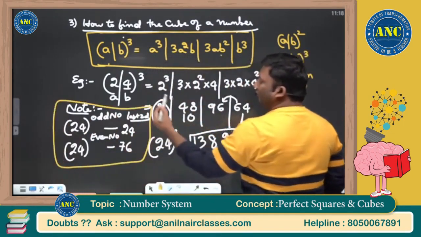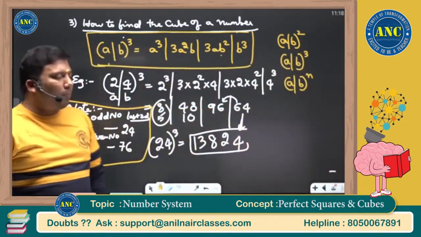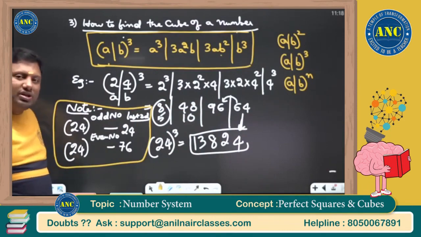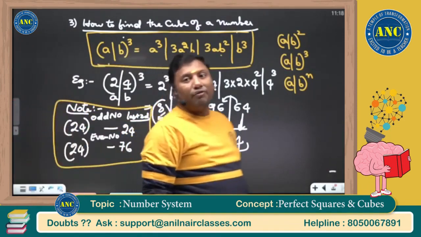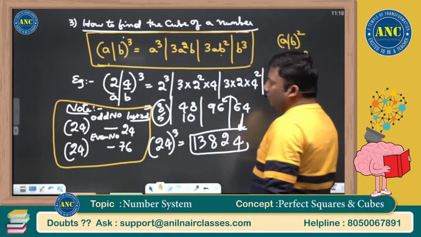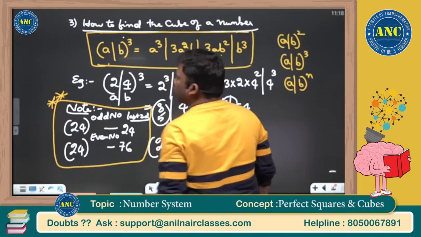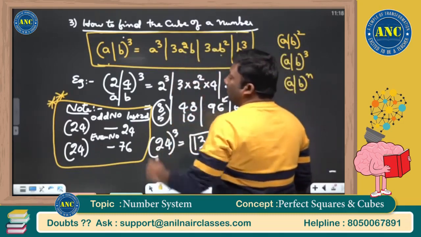Please make a note of it. Write down in your notebook: 24 power odd number, last 2 digits is 24. 24 power even number, last 2 digits is 76. Where is it useful? It is useful when we are finding the last 2 digits of a number.